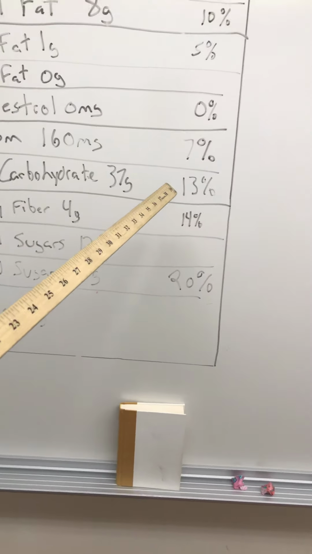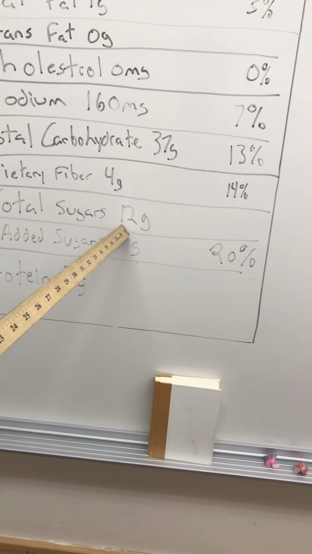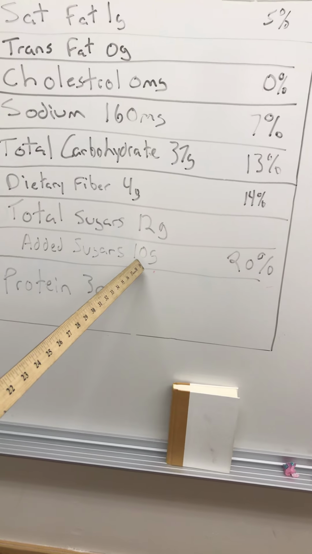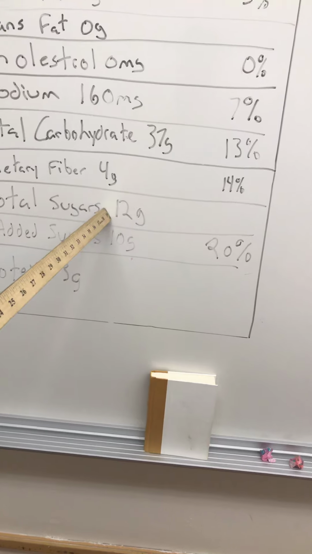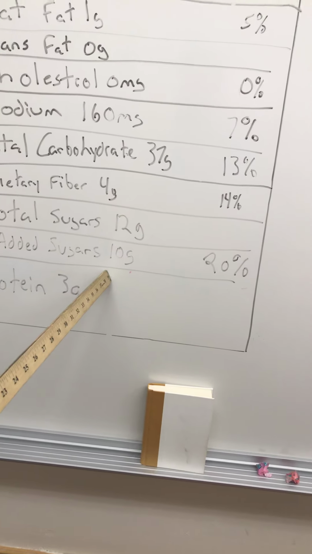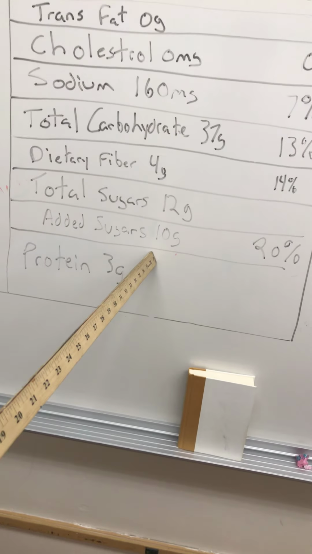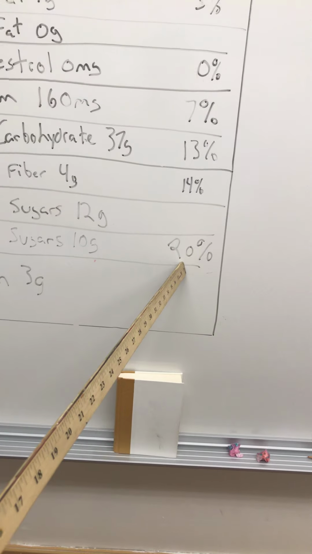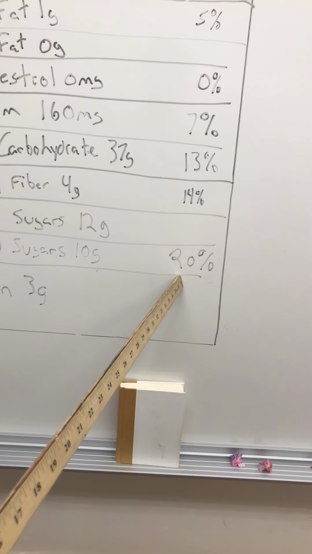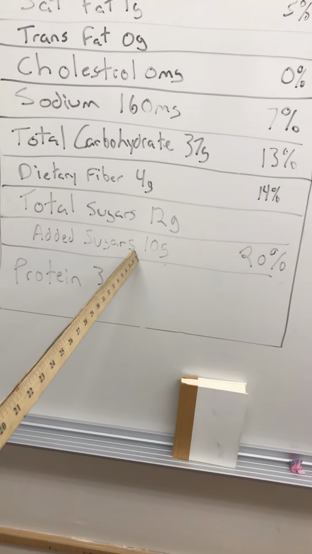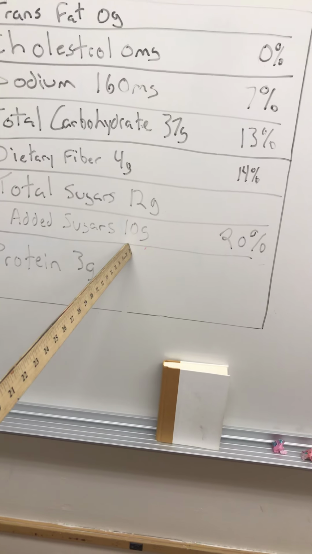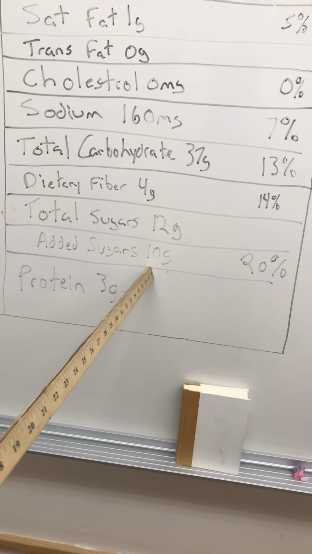Total sugars, there are 12 grams of sugar total, but the added sugar is 10. That means there are 2 grams of natural sugar and 10 grams of sugar that the company added into this food. That's 20%. So sugars, you don't need a lot of them. Actually, some people argue that you don't need any sugars.